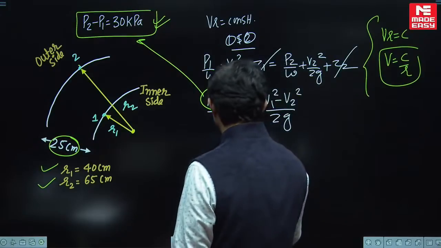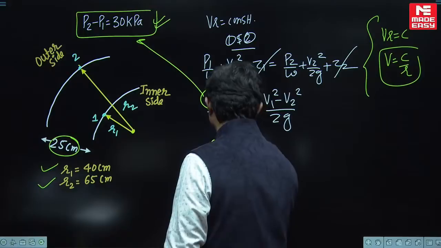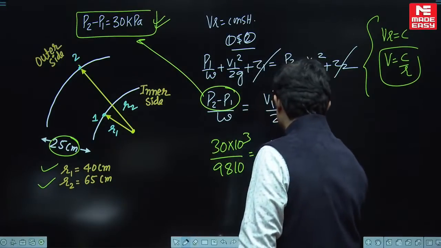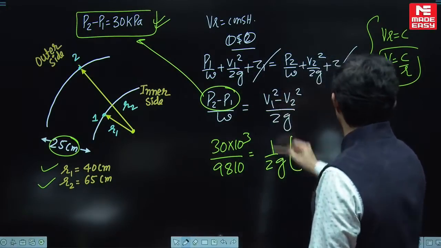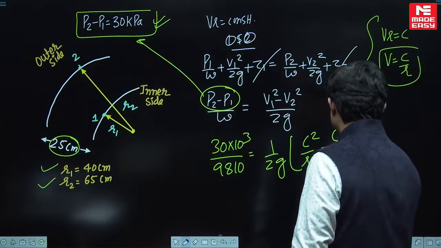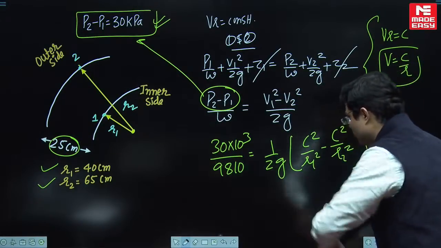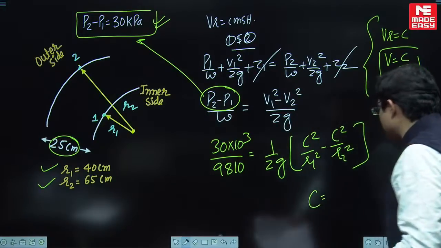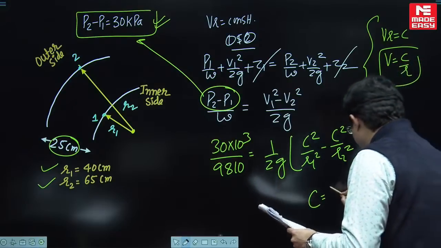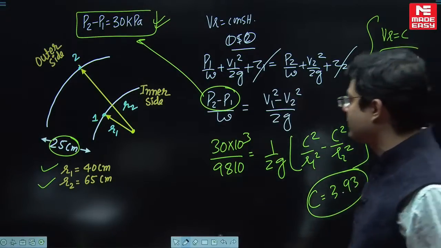So this can be written as 30 into 10 to the power 3 divided by W, water is flowing, so 9810 is equal to 1 by 2G. V1 can be written as C square by R1 square minus C square by R2 square. Now look here, everything is known to you, R1 is known, R2 is known. Can you find out the value of constant? Yes, 3.93 is the value of constant. Now the question will be solved.